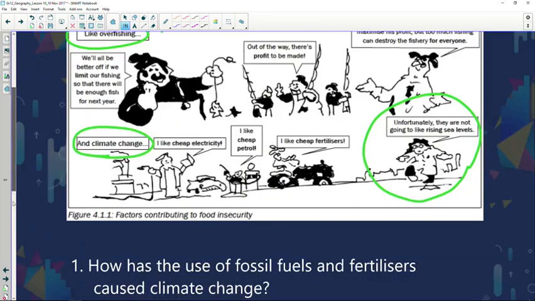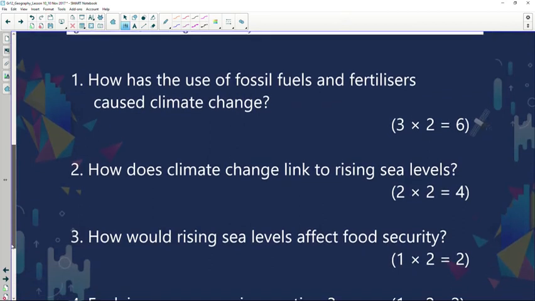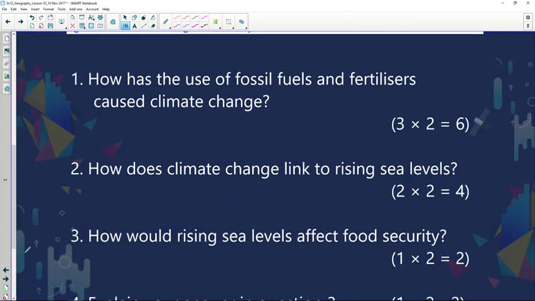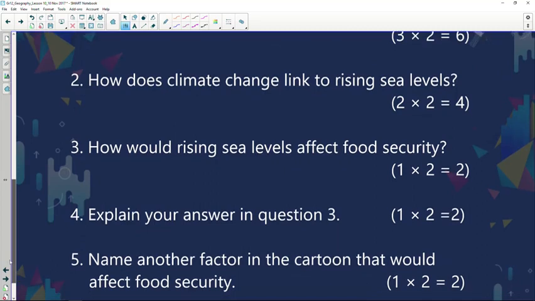Let's go to the third question quickly. How would rising sea levels affect food security? Obviously, it's going to have a negative effect. So it's going to create food insecurity. Because of the rising sea levels, what's going to happen? Pasture land and fertile land is going to be covered with water. So that means we will be able to farm less products. And that's going to create food insecurity.